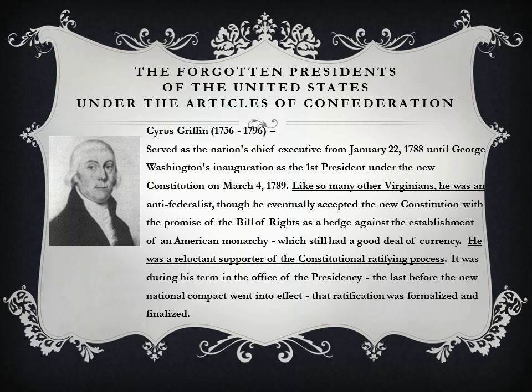Cyrus Griffin, we're almost there. Served as the nation's chief executive from January 22nd, 1788 until George Washington's inauguration as the first president under the new Constitution. Like so many other Virginians, here we go again, he was an anti-federalist. So he eventually accepted the new Constitution with the promise of the Bill of Rights, wouldn't accept it without it, as a hedge against the establishment of an American monarchy, which still had a good deal of currency. There were still a lot of people at that point in time who thought that we might go to a monarchy.